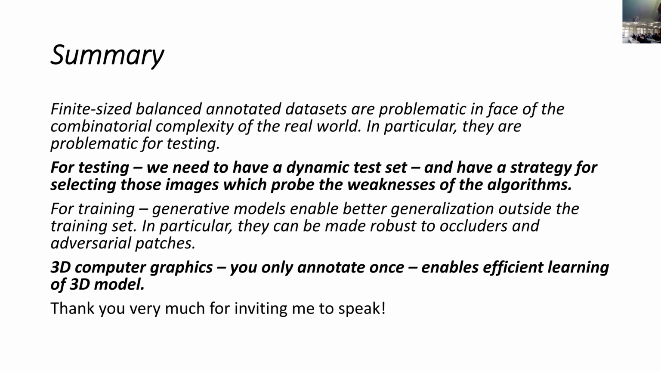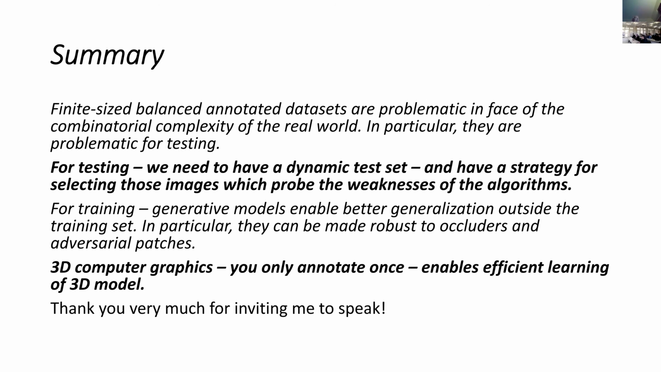So for testing, if you're only testing on a finite size, your algorithm may well be a very bad one. You don't know, because you only know its performance on the finite set, and there's a whole combinatorial set of possibilities that can happen. So for testing, you need to start having a dynamic test set and have a strategy for selecting those images which probe for the weaknesses of the algorithms, rather than just throwing a bunch of random samples at it.